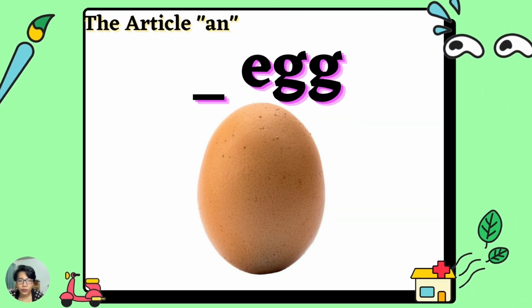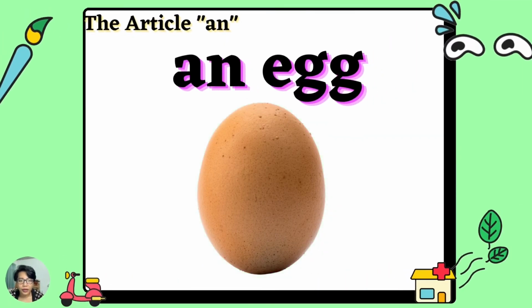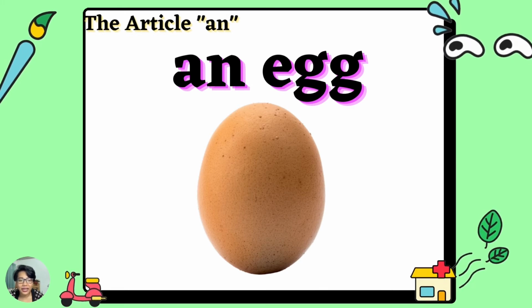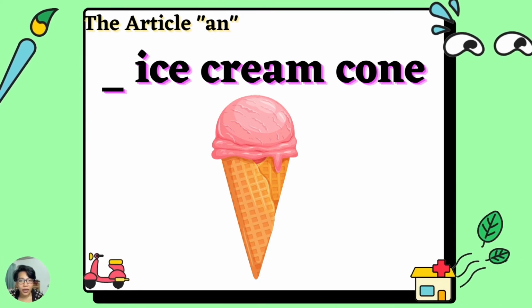We move to this word. Egg. Will we use a or an? An egg. Can you give me the reason why? An, because egg starts with E, which is a vowel sound. Yes, very good. Let's move on to the next word.